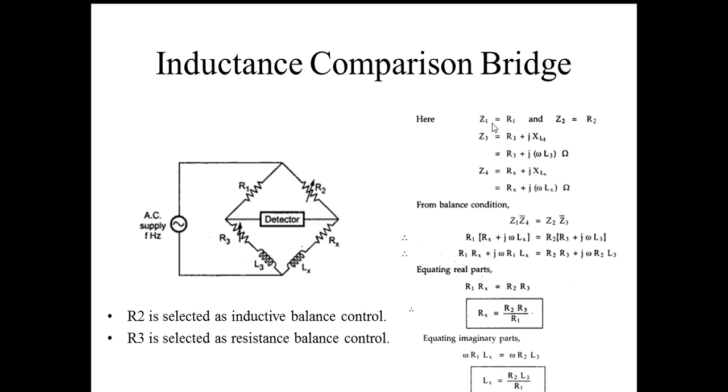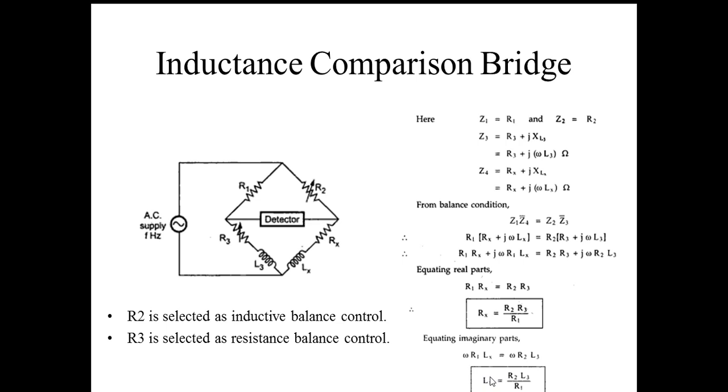Like we can see here, Z1 is nothing but R1, Z2 is nothing but R2, Z3 is the composition of R3 and L3, which makes R3 plus jXL3, and Zx or Z4 would be equal to Rx plus jX4. From the balance condition we have already discussed, Z1 into Z4 will be equal to Z2 into Z3, opposite arms. On further calculation, we are going to get the value of Rx, that is the unknown resistance and the unknown impedance, reactance or inductance.